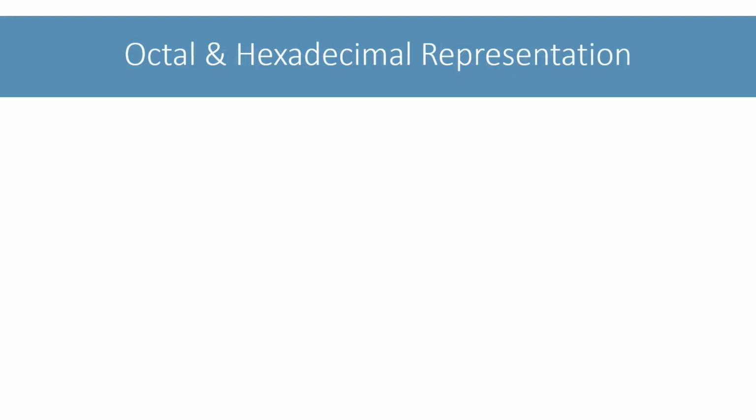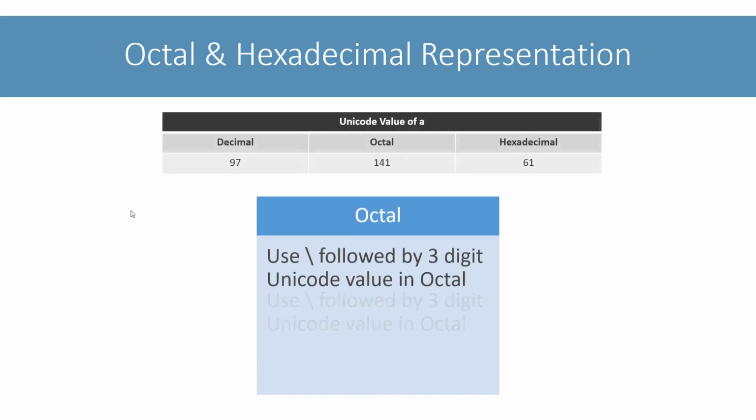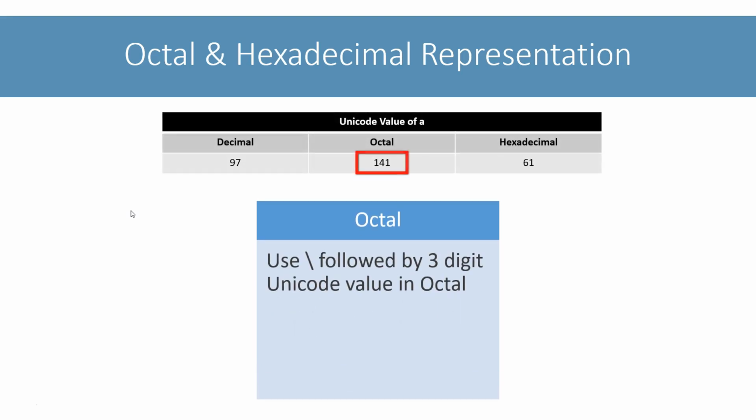When we were discussing char data type, we learned that characters in Java are represented by their Unicode values. Using the concept of escape sequence, it is possible to write character literals as octal or hexadecimal representation of their Unicode values. To write the character literal in octal form, use the backslash followed by the 3-digit number. Taking small a as an example, its Unicode value in octal is 141. It can be written as a character literal in octal form like this.